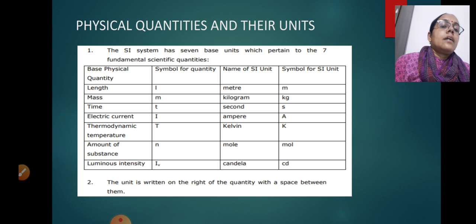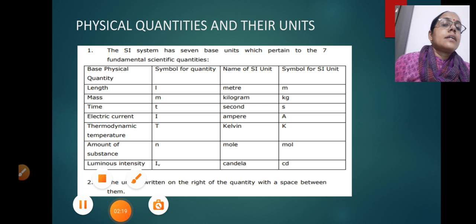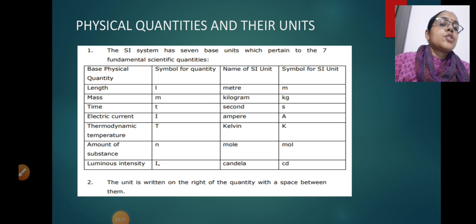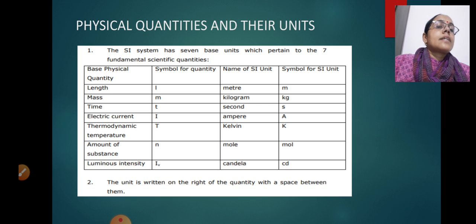The second fundamental quantity is mass, which is represented by small m, and its SI unit is kilogram, represented by kg. Then next is time, another fundamental quantity. Time is represented by small t, and its SI unit is second. You can see here in the table, second is represented by small s.